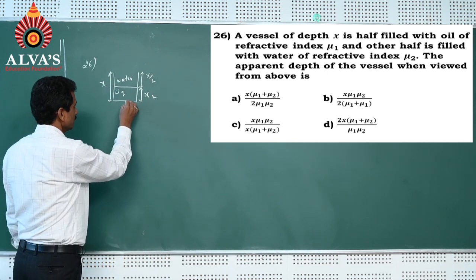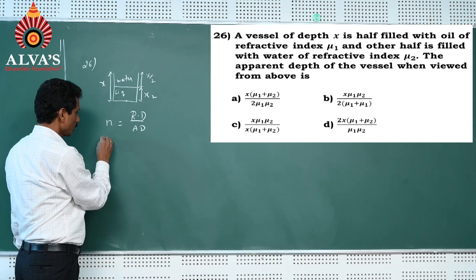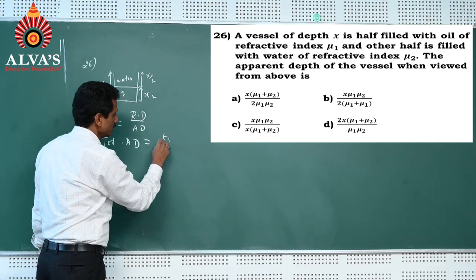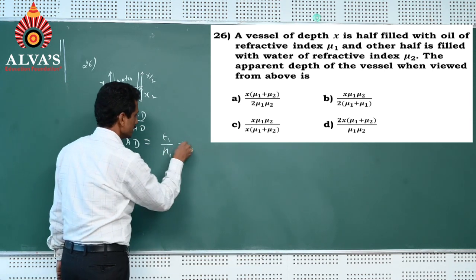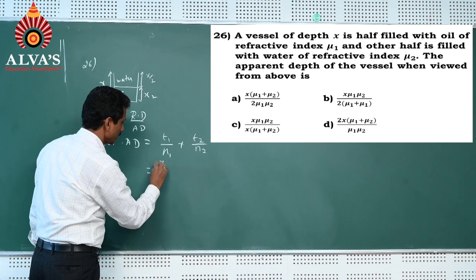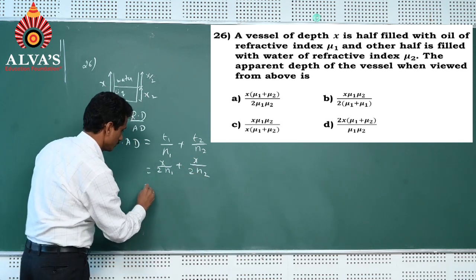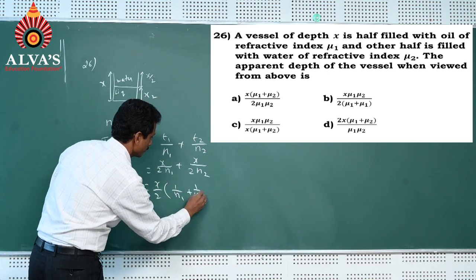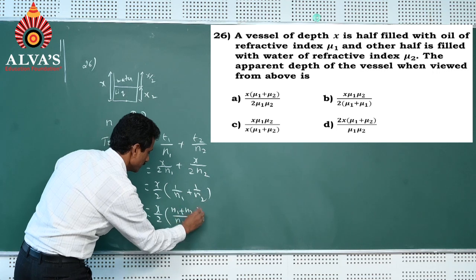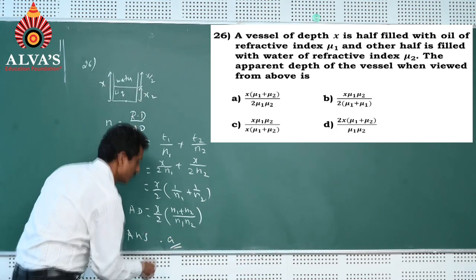This is x by 2 oil and this is water. This is x. Okay, you know refractive index is equal to real depth by apparent depth. Therefore, total apparent depth is the thickness of the first medium T1 divided by refractive index of the medium plus thickness of the second medium divided by refractive index of the second medium. Therefore, here T1 is x by 2 into 1 by n1 or mu1, plus T2, x by 2 into 1 by n2. x by 2 common factor, 1 by n1 plus 1 by n2, or x by 2 into (n1 plus n2) by n1 n2. That is what total apparent depth. Therefore, the answer is A.